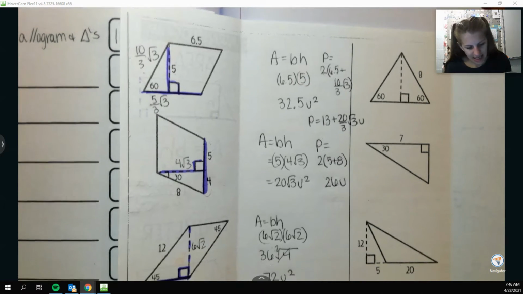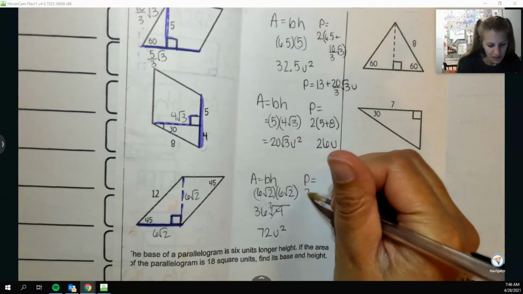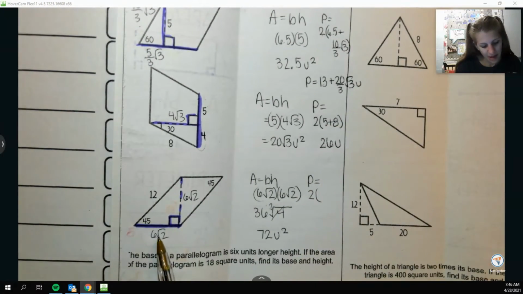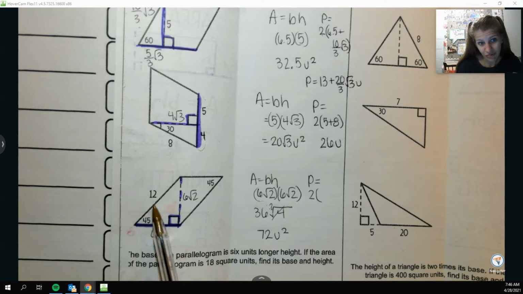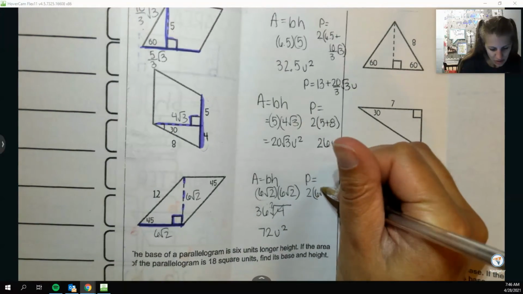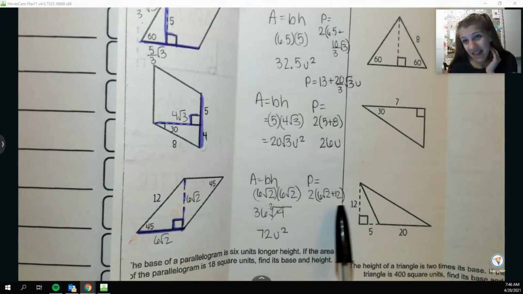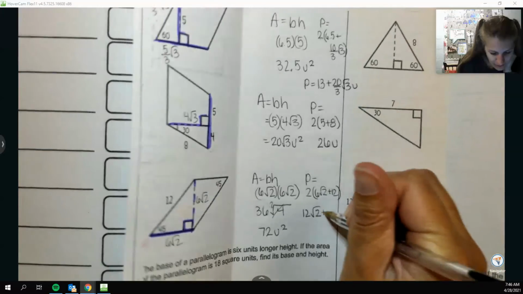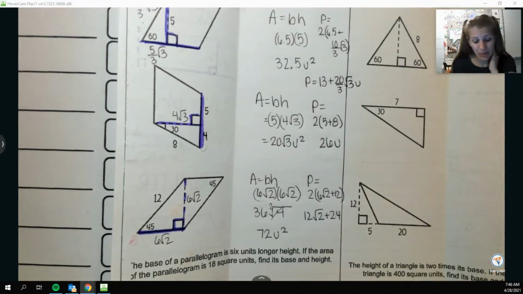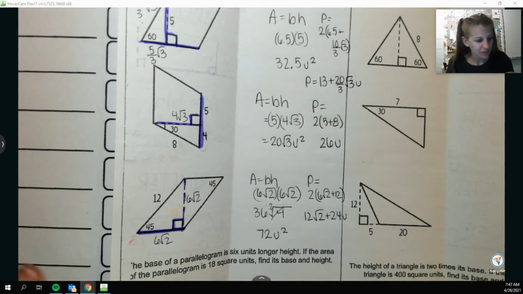And then down here for perimeter, we're going to do 2 times the one side here that I found, the 6 root 2, and then the 12. So 6 root 2 plus 12. And again, I can't really add those, so maybe I'll just distribute the 2. So 12 root 2 plus 24 would be the exact perimeter units. If I wanted an approximate one, I'd have to get my calculator.